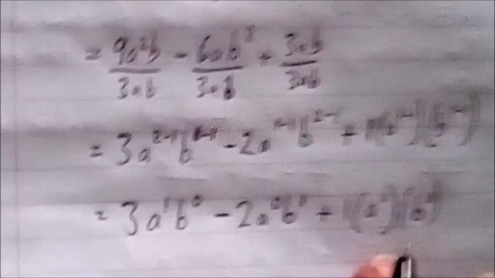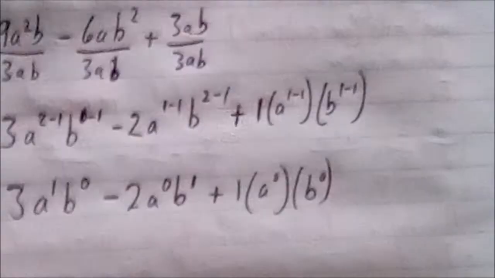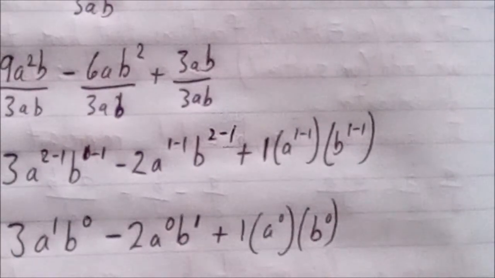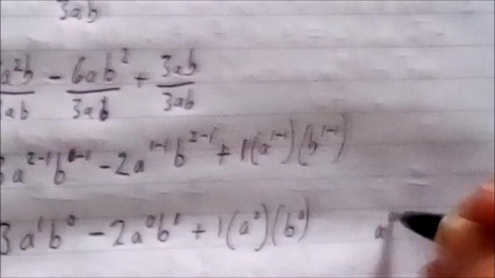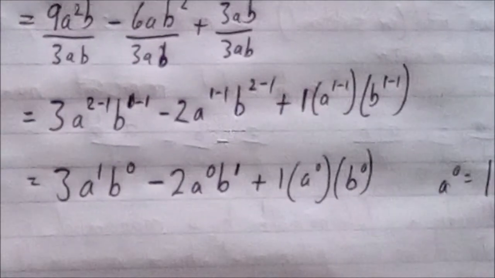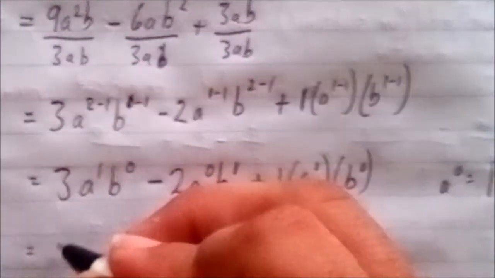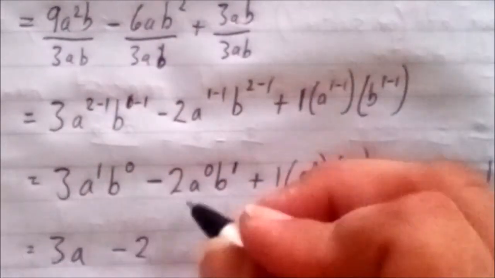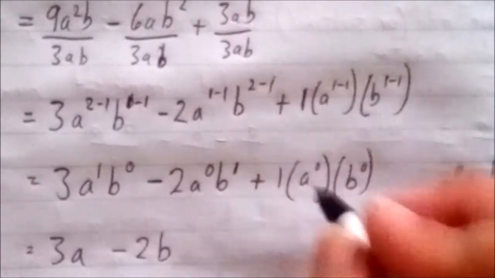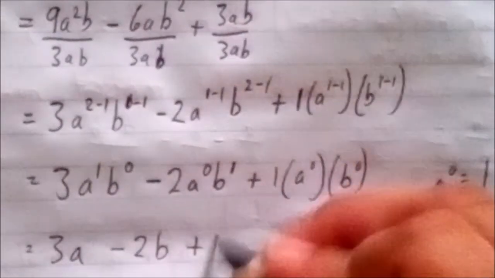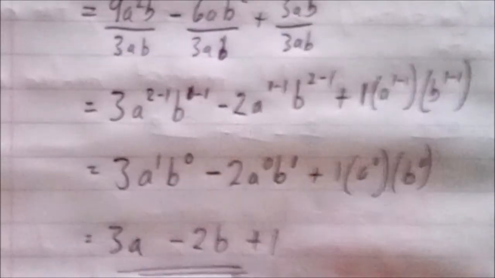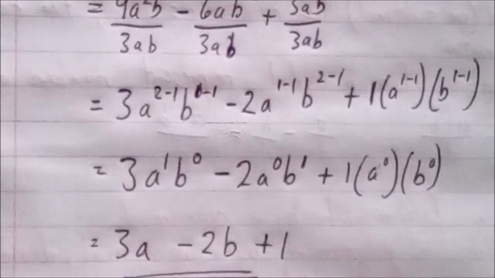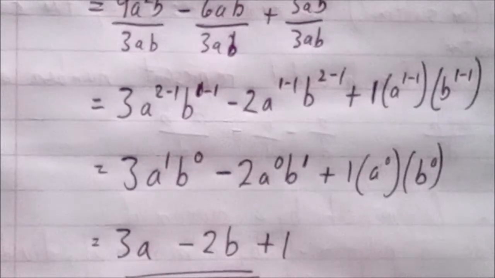Okay, but here you need to recall that a base to a 0 power is always equal to 1. So recalling that rule, we have the next step to say 3a, this goes 1, minus 2, 1b, and then here plus 1, because this is 1 times 1 times 1, and so our solution would then be this one here. Okay, so that's not difficult.